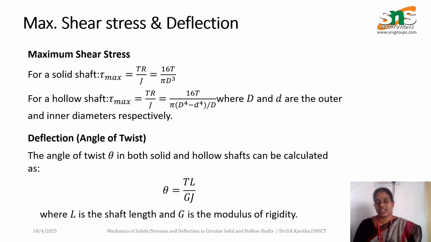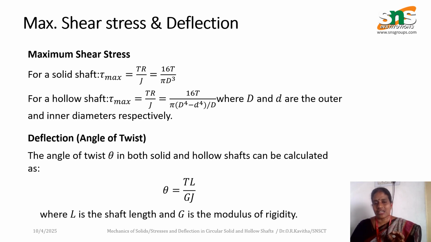Next, the maximum shear stress. For a solid shaft, the maximum shear stress is given by TR divided by J, or it can be represented by 16 T divided by pi d cube, if you substitute the polar moment of inertia J. Similarly, for the hollow shaft, it is 16 T D divided by pi into capital D power 4 minus small d power 4, where capital D is the outer diameter and small d is the inner diameter.